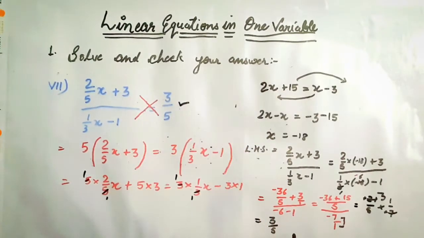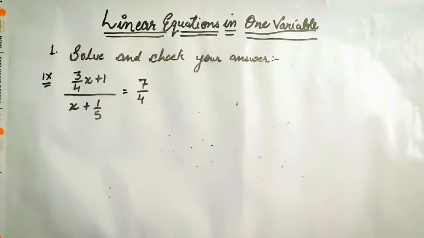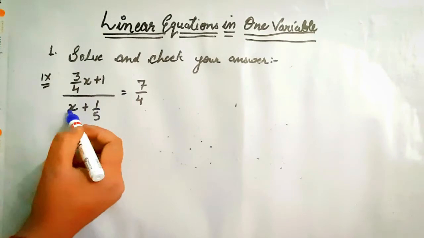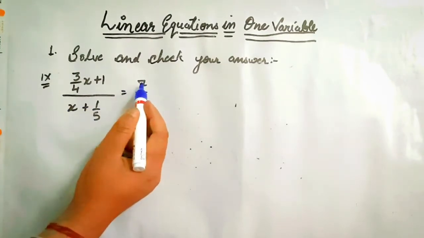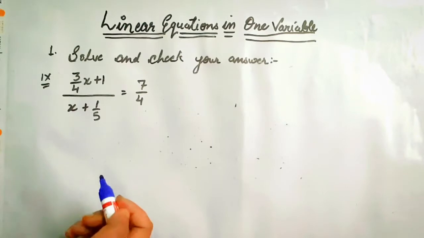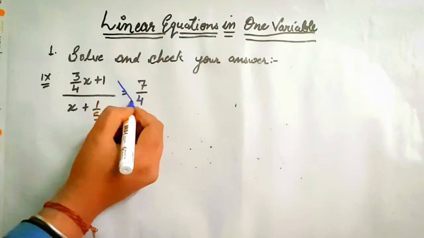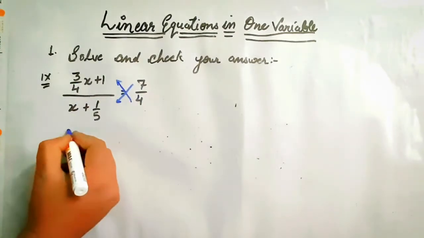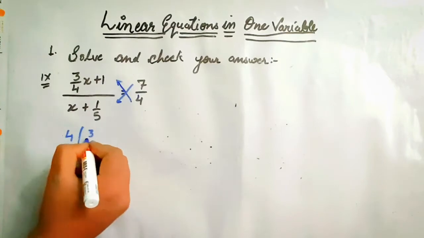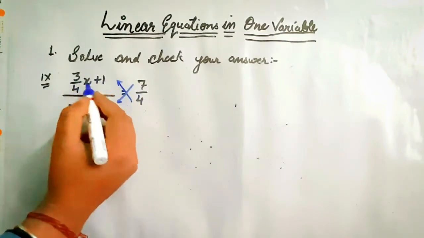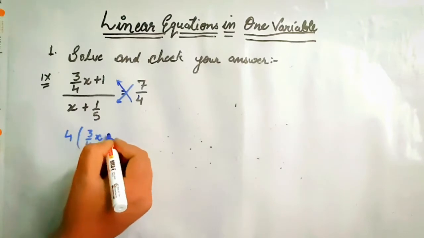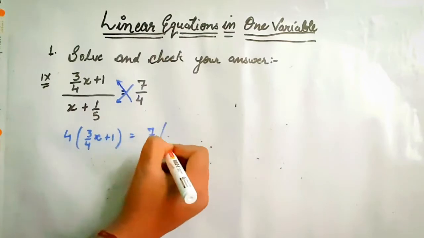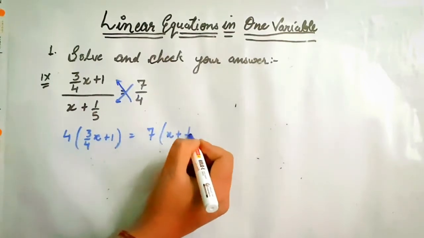If these are the same, it means your answer is correct. Let us see part number 9. This is 3 upon 4x plus 1 whole divided by x plus 1 upon 5 equals 7 upon 4. Now cross multiply. Let us see what will happen. So 4 multiplied by 3 upon 4x plus 1 is equal to 7 multiplied by x plus 1 upon 5.